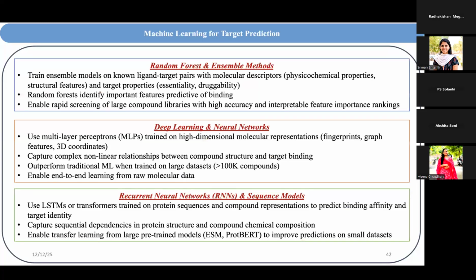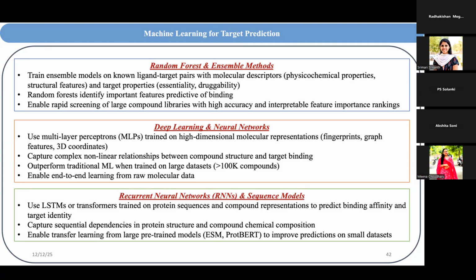And the next one is the machine learning target prediction. Now in this era, machine learning and deep learning models have been in trend to make predictions. But it needs a large amount of data. Random forest and ensemble methods are some of the methods, so they quickly screen large libraries of compounds. And then in deep learning, neural networks like the multi-layer perceptron.